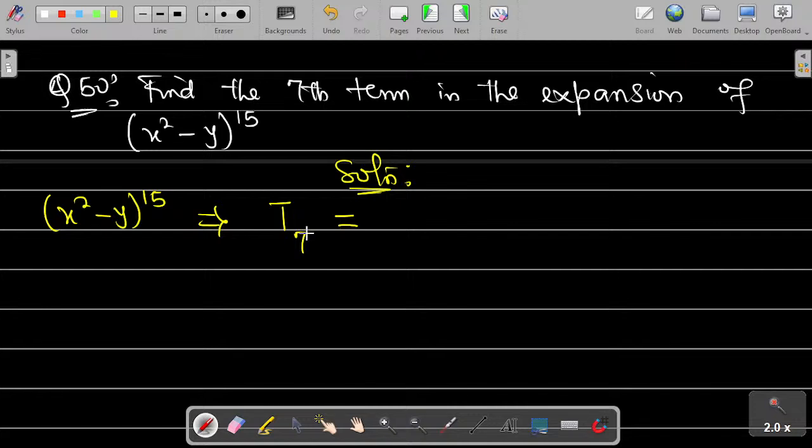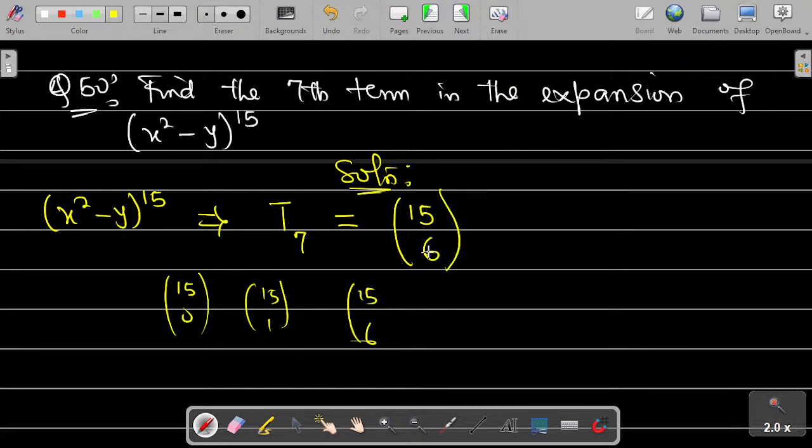So what is our T7 going to be? The combination will be 15, and what will be the R here? The R is going to be 6. Remember that combination usually starts from 0. So we have 15, 0, then 15, 1. Okay, so this is the first term. Second term, so it's always 1 less than the position of the term. So that means for the 7th term, it's going to be 15 combination 6. Immediately you get your combination, it helps you get the remaining terms.